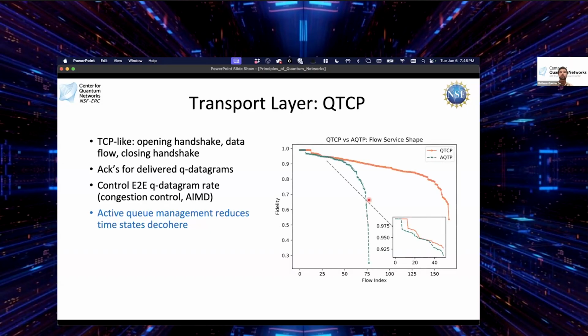So what we see here now is a graph that shows us the comparison between the quantum TCP protocol and another protocol that does not follow the sort of connectionless principle. The graph that we see here is the fidelity by the flow, the index of the flows that are being served by these transport protocols. So what we see here is that QTCP is able to maintain many more flows with higher fidelity than the other protocol that does not follow a connectionless principle.